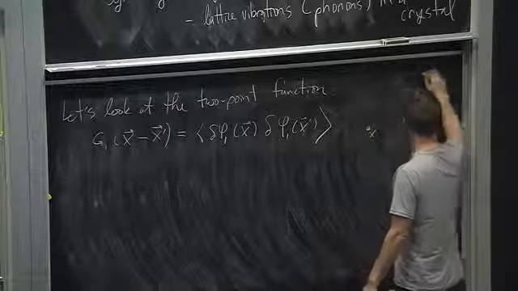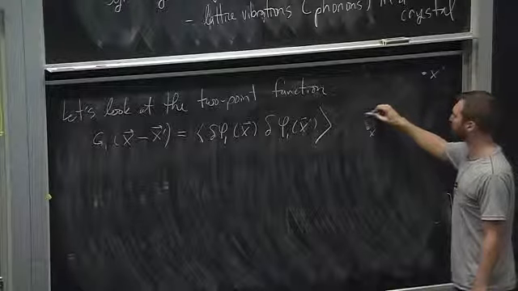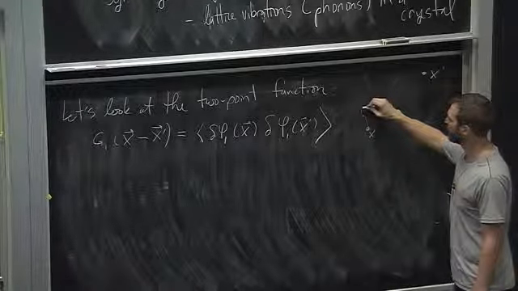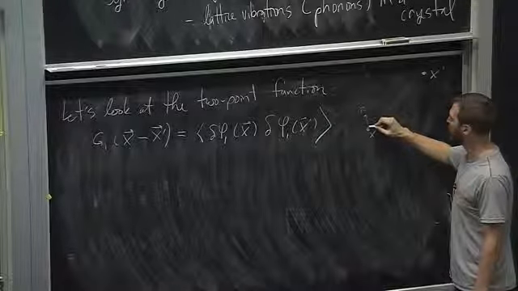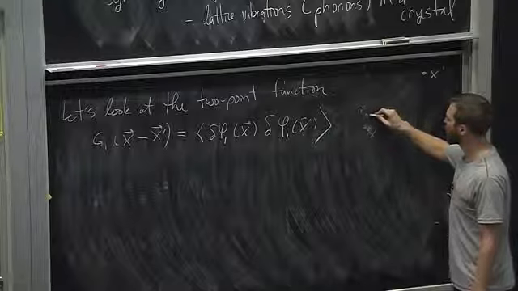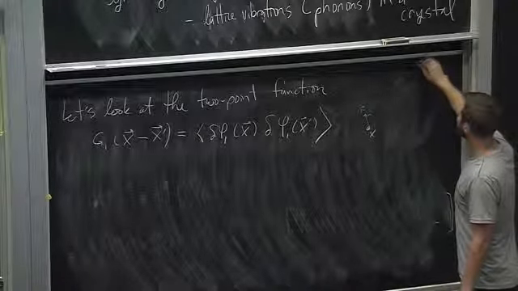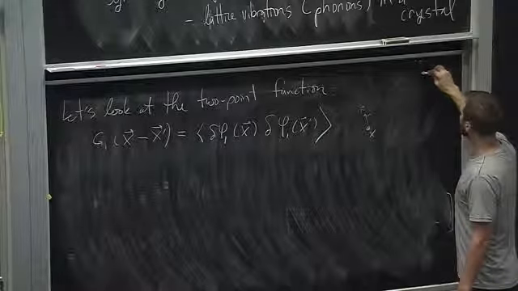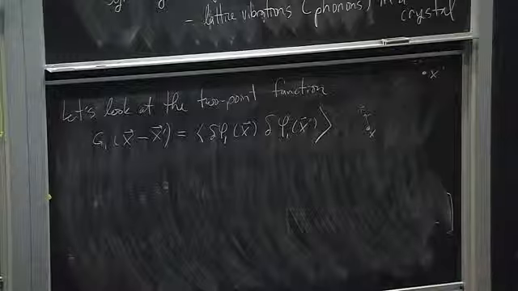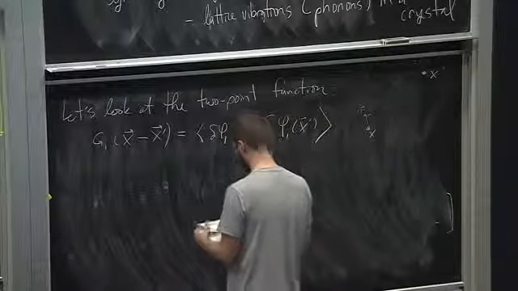So I'm asking how fluctuations in the field at x and x prime are related. So that might be my direction n. I have a fluctuation here, and my n's the same, and I have a fluctuation here. So I'm asking how those fluctuations are correlated. Okay, so that's in real space.